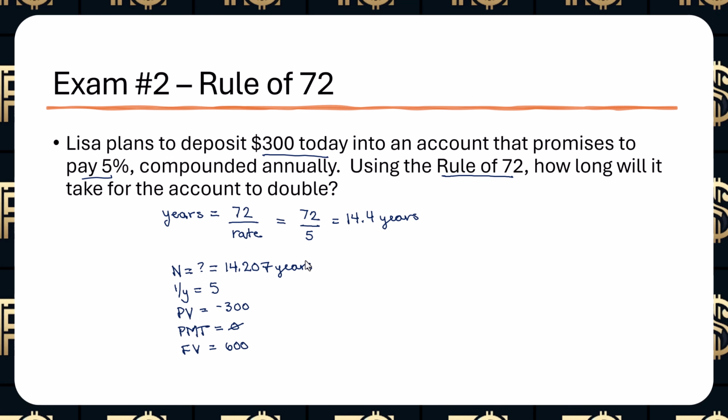Now, what we can see is that the rule of 72 does a fairly reasonable job of giving an approximation to the number of years. But again, to know the exact number of years or periods, we need to use the financial calculator.